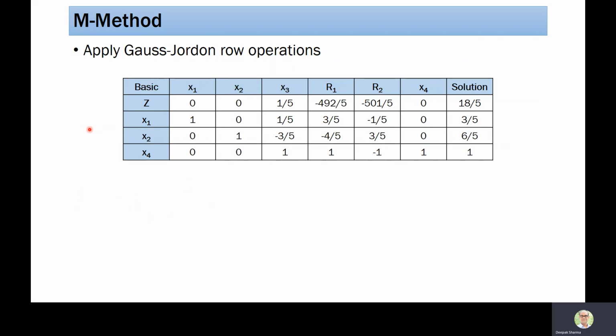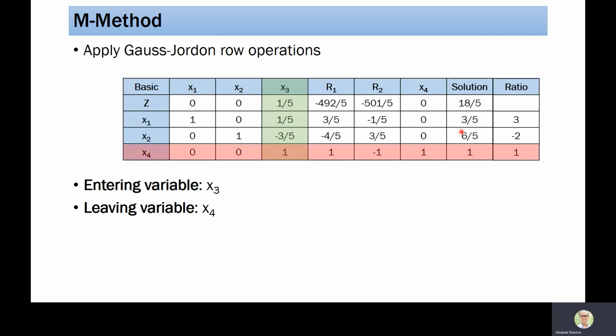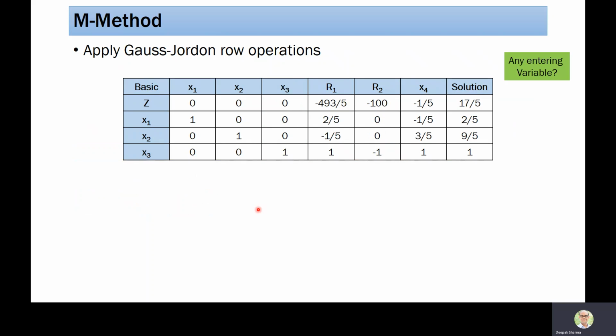Then again, we have to apply the Gauss-Jordan row operation. Since we did it before, I am showing you the result directly. Once we reach here, we again see whether there is an entering variable. Yes, X3 can enter because it has the most positive coefficient in the Z row. Similarly, I can find the ratio, and we will get to know that X4 is going to leave. Once we have identified the pivot column and pivot row, we apply the Gauss-Jordan row operations. Now this is the table which we get.